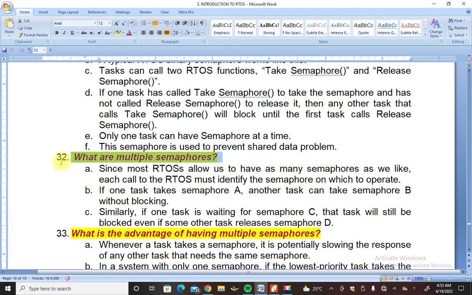And there are multiple semaphores. So what is the significance of multiple semaphores?